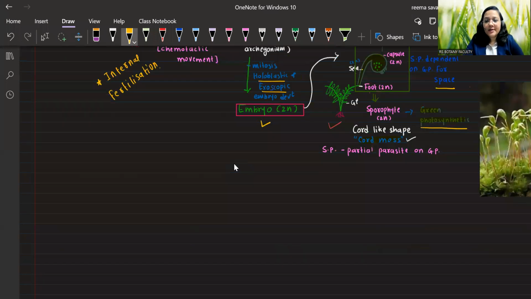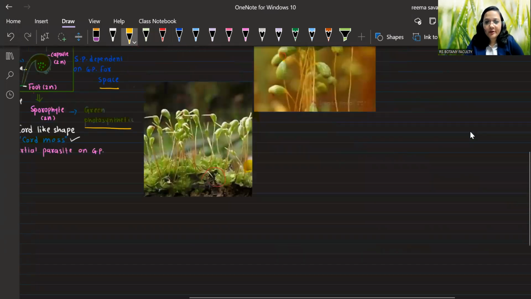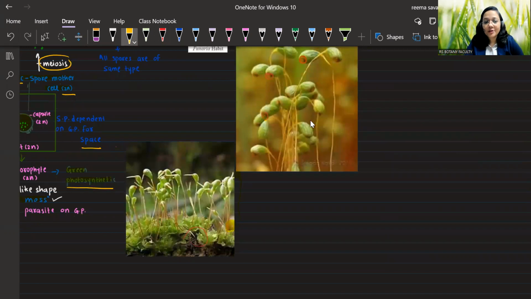Now, this is the actual image of this moss Funaria. So these structures that we are seeing are capsules. These are what? Capsules. So this is obviously what? Sporophyte, right? And you can see brown colored structures over here. So these are peristome teeth that I will be teaching you in the next slide, right? Next one.